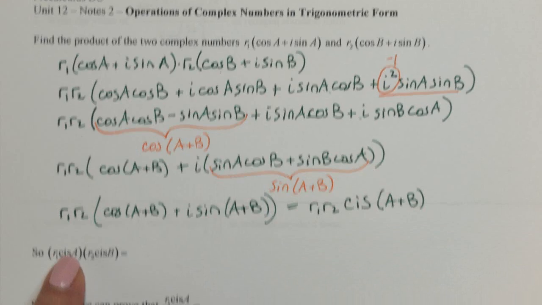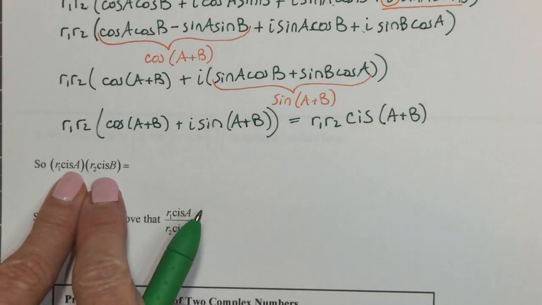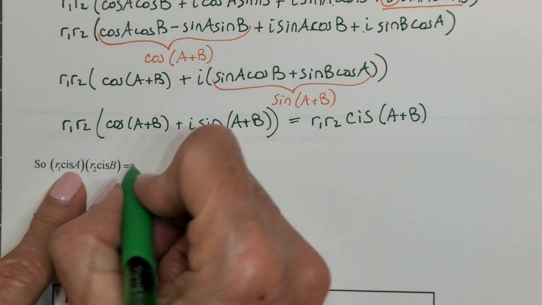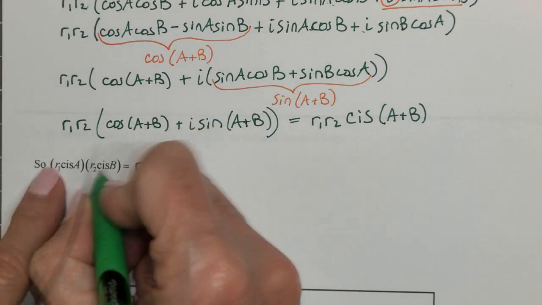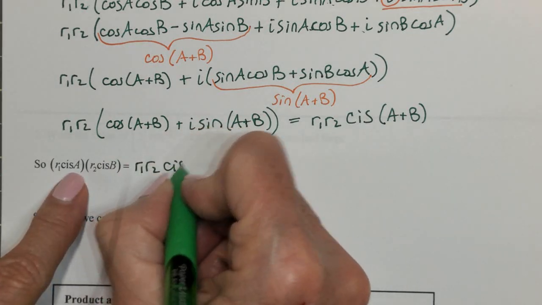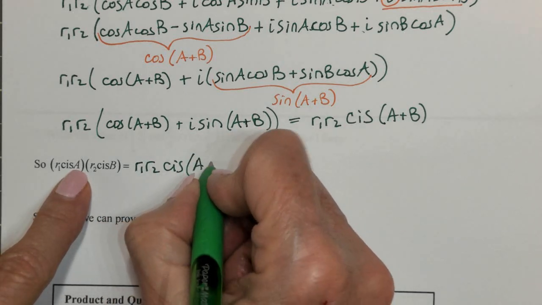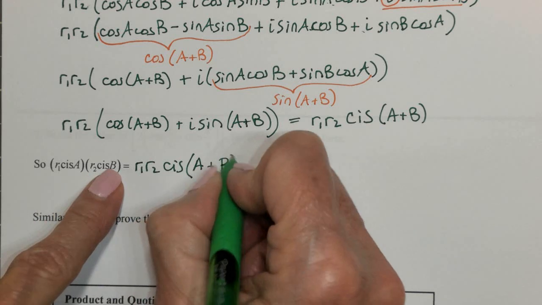So when we're multiplying two complex numbers together in polar form, we can just multiply the real parts together, and then we have cis of the first argument plus the second argument.